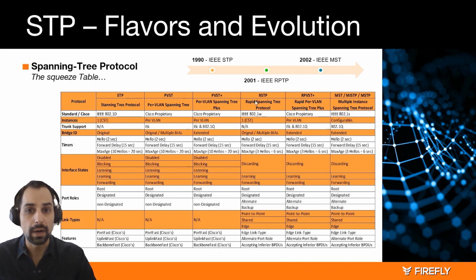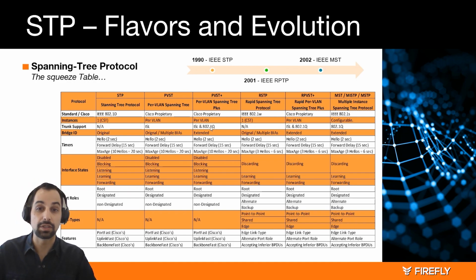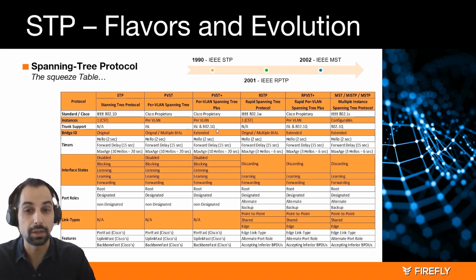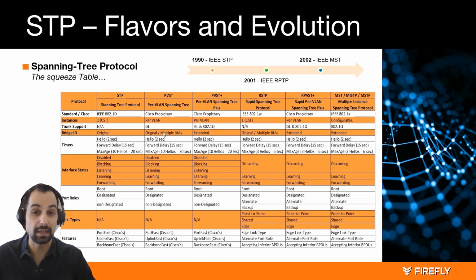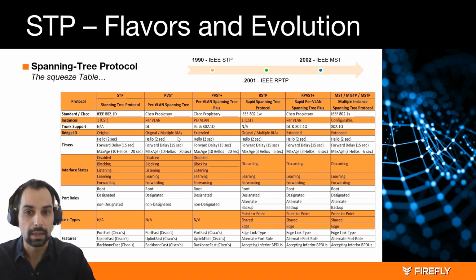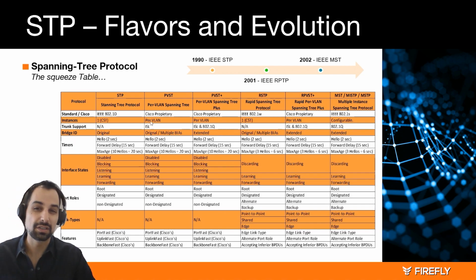Then moving forward, we have the difference between classical spanning tree and per VLAN spanning tree plus, that has to do with Cisco, that came up with the 802.1q trunks. Before, this was a legacy protocol, ISL, a legacy trunk protocol. But usually this is no longer in use. So if we are using trunks with 802.1q, most likely we're using per VLAN spanning tree plus. The same happens with Rapid and Rapid spanning tree plus.